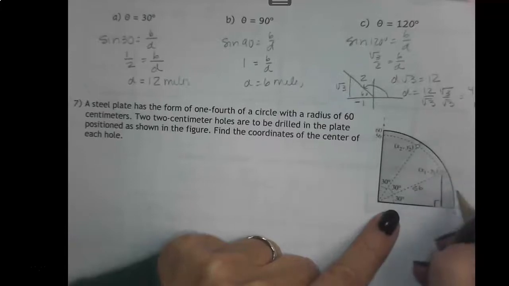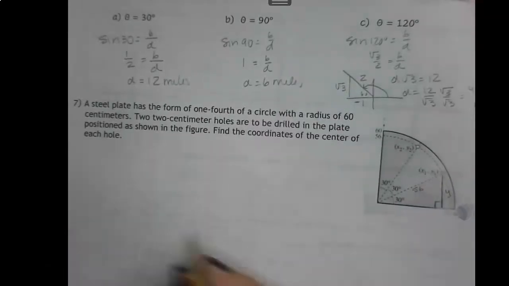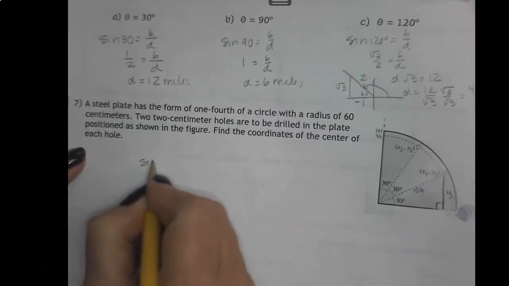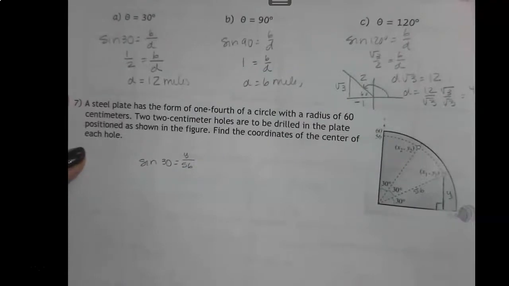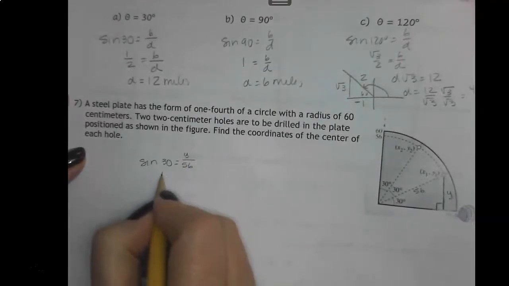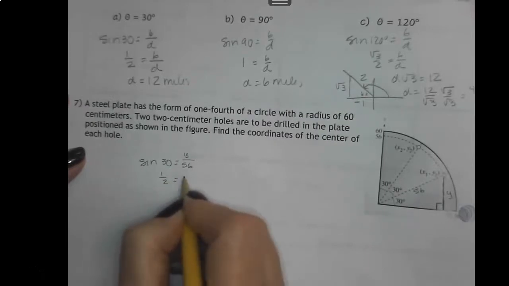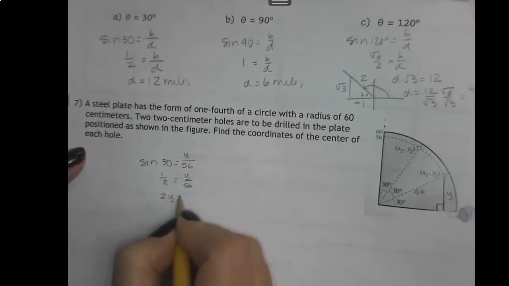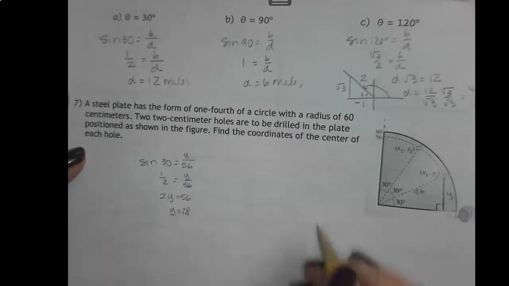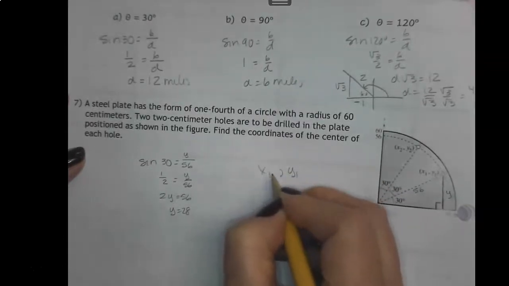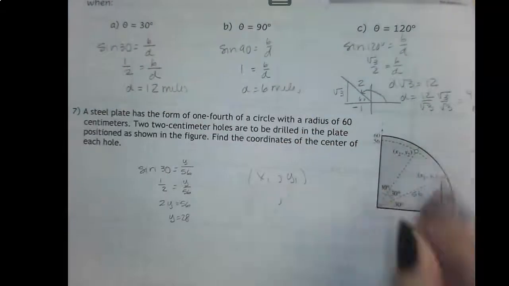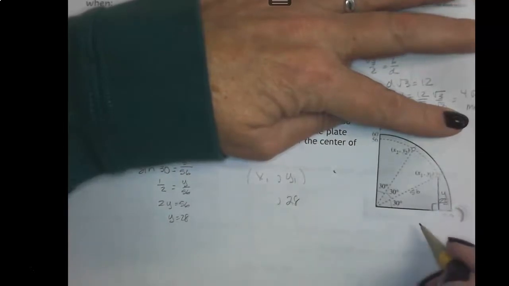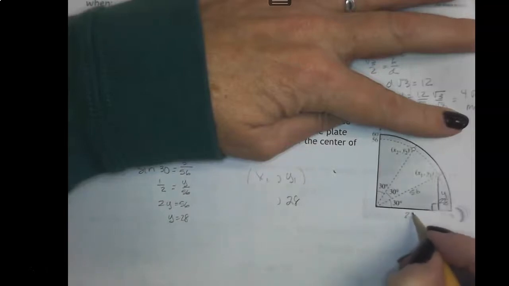Okay, so if I want to figure out the y value, then I could do opposite over hypotenuse. So sine of 30 equals y over 56. Okay, the sine of 30 is 1/2. 2y equals 56, so y is 28. Okay, so y1, we're doing x1, y1 on this one. We just figured out that the y value is 28. Okay, and think about a 30, 60, 90. If this is 28, then this is my long side, so this is going to be 28 root 3.